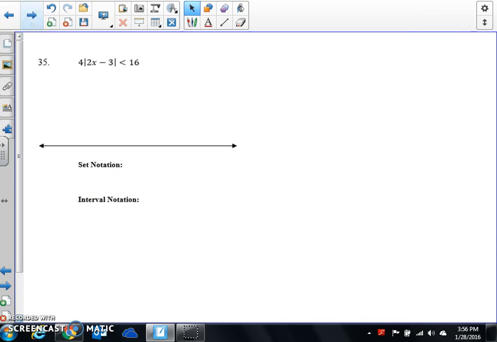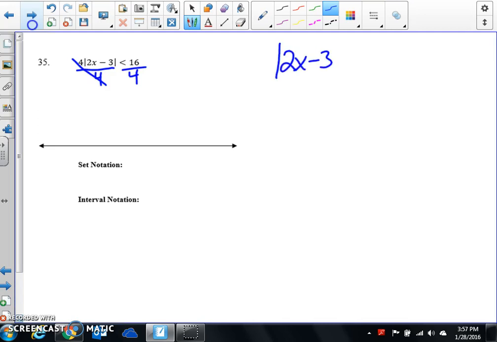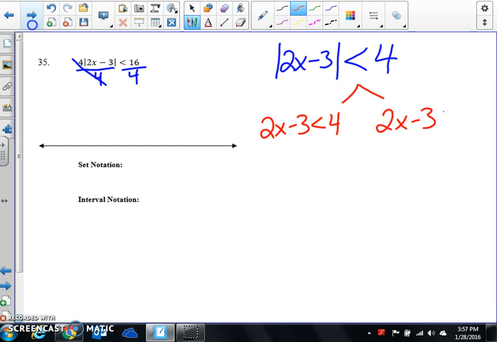All right. It's 4 times the absolute value of all that, so I need to divide by 4. So I have the absolute value of 2x minus 3 is less than 16 divided by 4, which is 4. All right, now I break it up. 2x minus 3 is less than 4. And then 2x minus 3, flip your sign, make that 4 negative. Okay, now let's solve. Add 3.